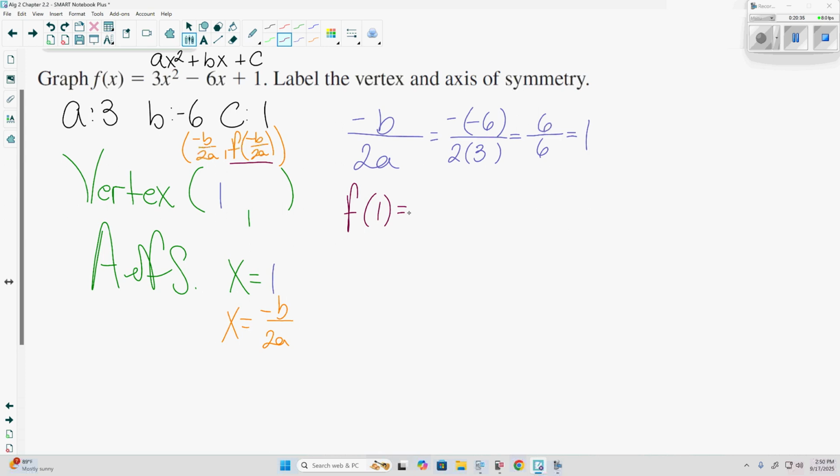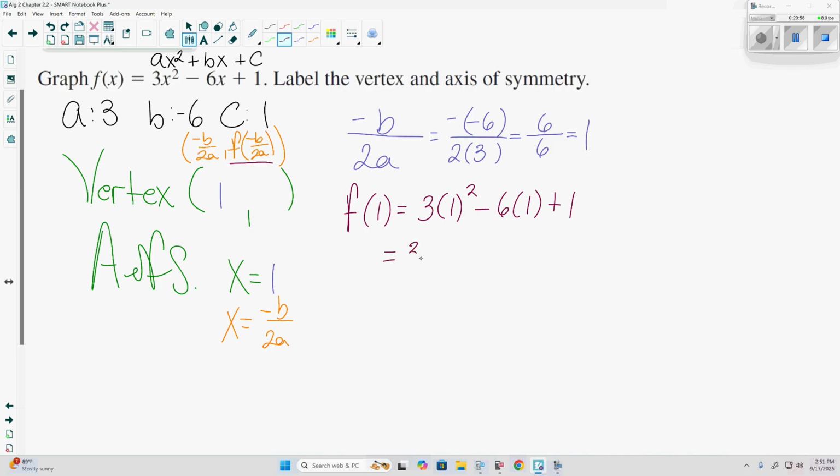Well, this is just function notation. And all this is telling us is take that 1 and replace every x in f of x with 1. Because at this point we found the x value, now we just need to find the y value.